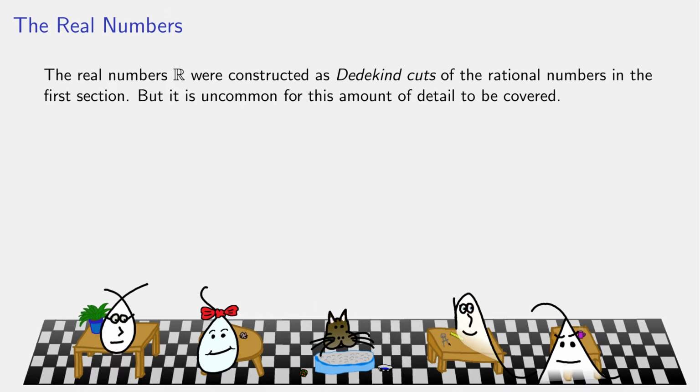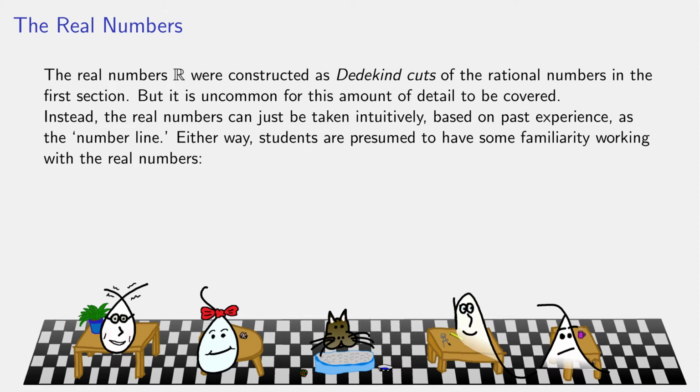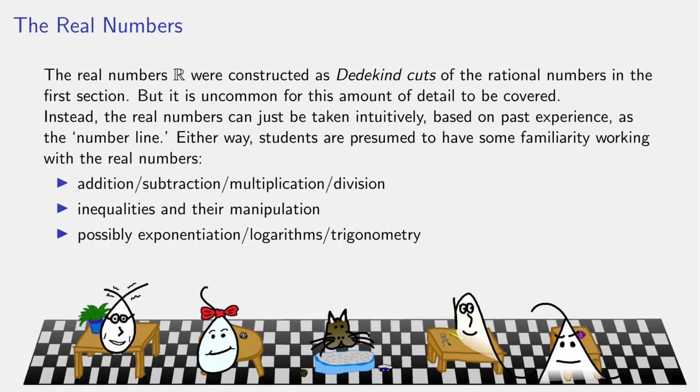The real numbers in earlier work we constructed as Dedekind cuts of the rational numbers, or perhaps you just skipped that and came right here. This amount of detail, the Dedekind cut construction of the real numbers, honestly, it's not that common. So if you just came right here, that's totally fine. We can intuitively understand the real numbers as the real number line. So you are presumed to be basically familiar with what real numbers look like and behave like, including adding, subtracting, multiplying, dividing, how to work with inequalities, and every once in a while we might talk about something like exponential functions, logarithmic functions, or trigonometry, although I'll be honest, they're not going to come up very often.